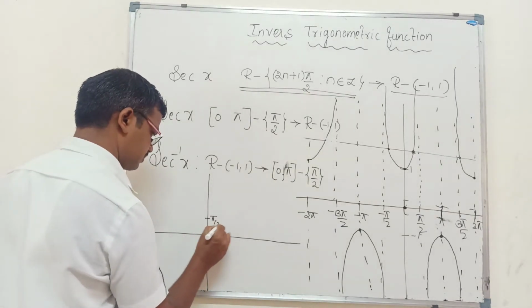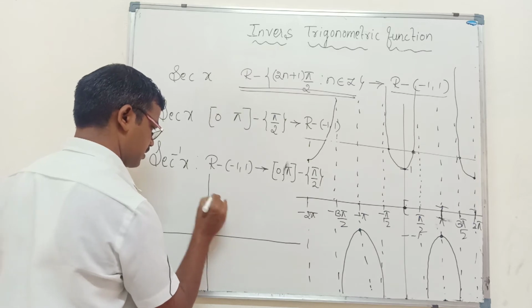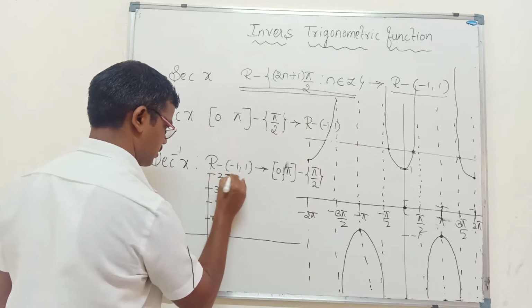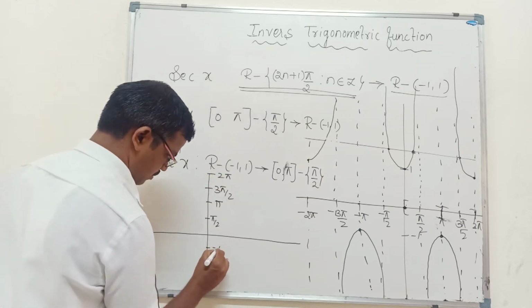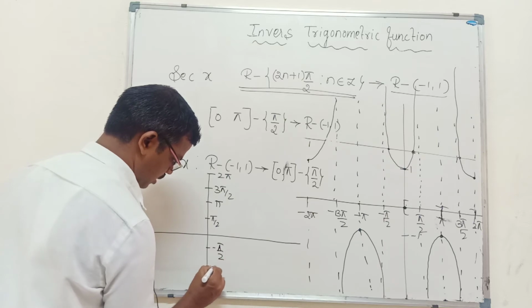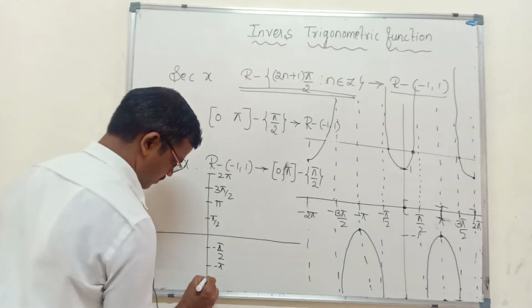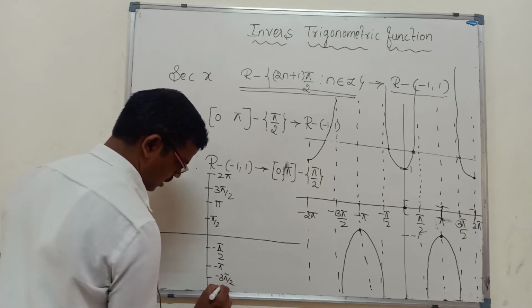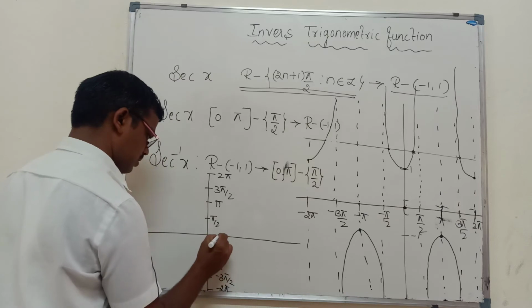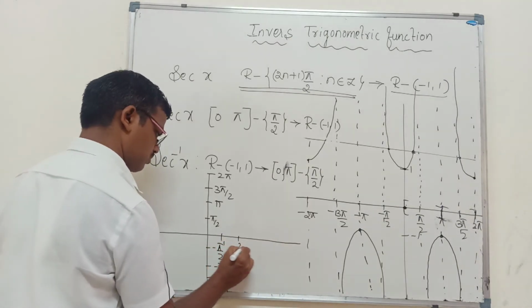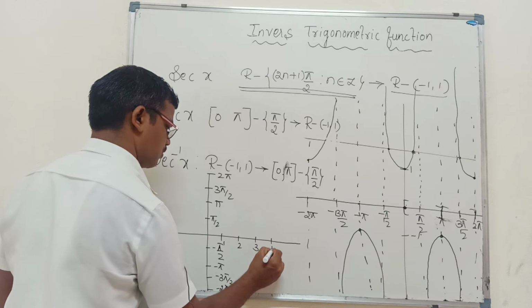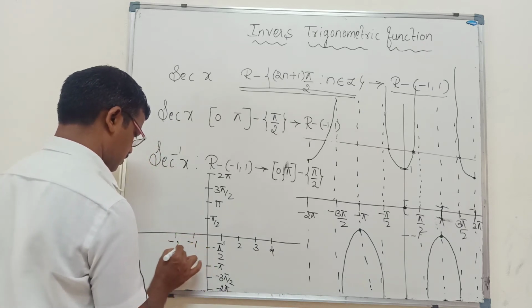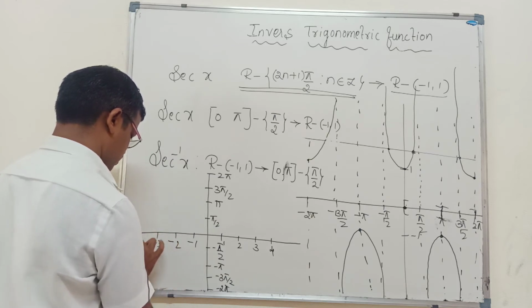pi by 2, pi, 3 pi by 2, 2 pi, minus pi by 2, minus pi, minus 3 pi by 2, minus 2 pi, 1, 2, 3, 4, minus 1, minus 2, minus 3, minus 4.